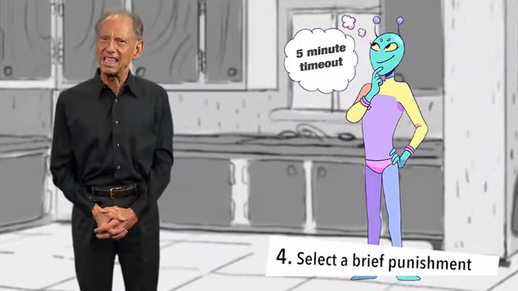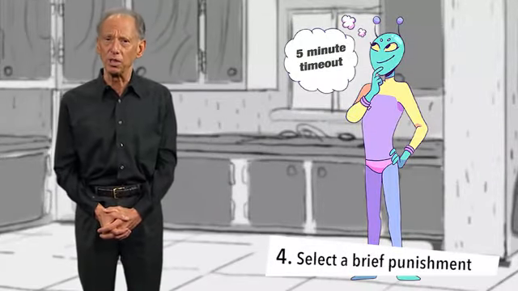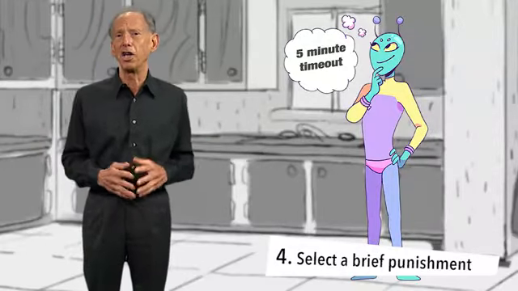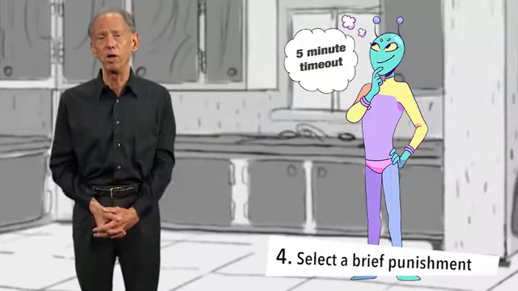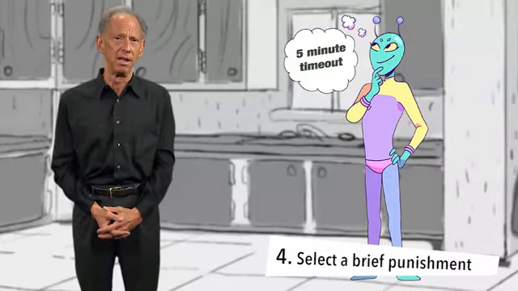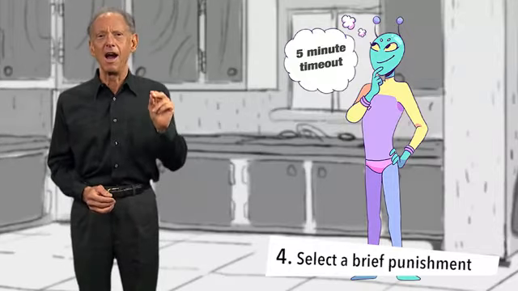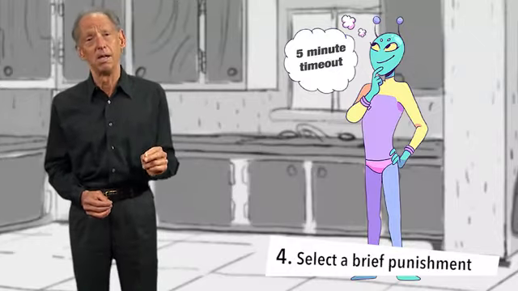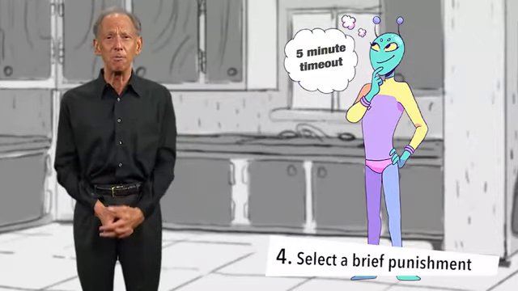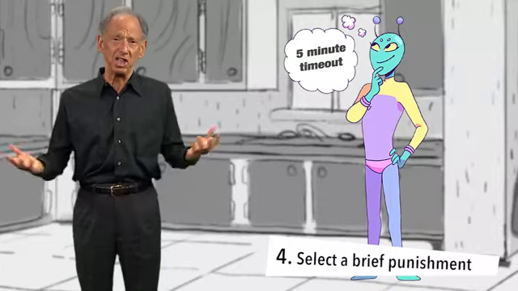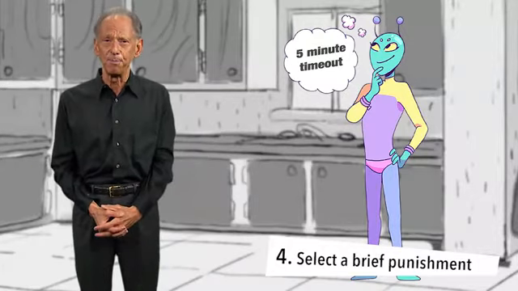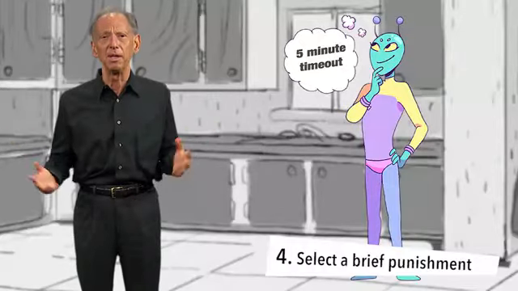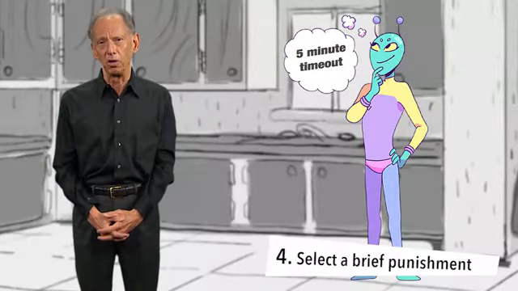Fourth, decide on the punishment that will be used. This could be timeout from reinforcement, loss of a privilege, loss of points if you're using a point program, or even a mild reprimand. The keys here are keeping the punishment mild and brief. Mild, because more severe punishment is not more effective in changing behavior. It just brings out more negative side effects. The punishment should be brief for the same reason. Longer punishment is not more effective than shorter ones.